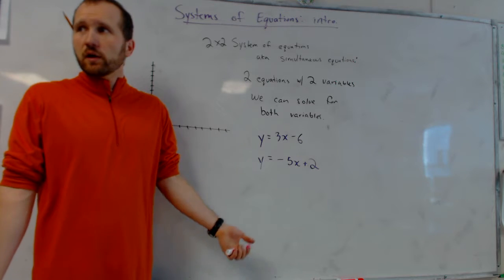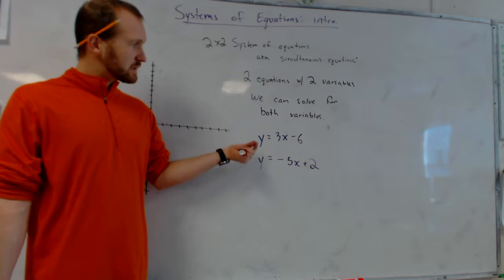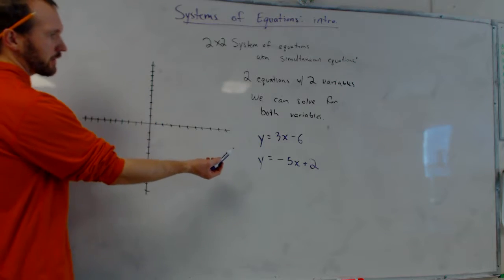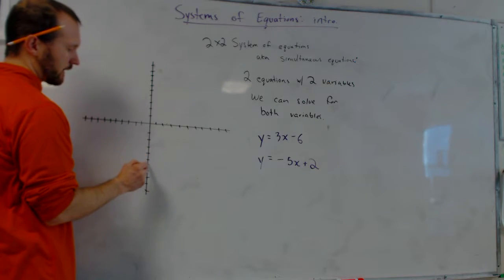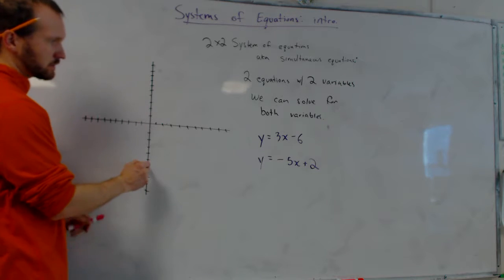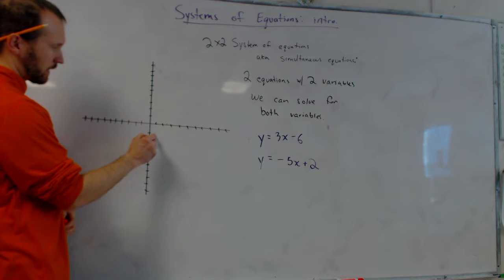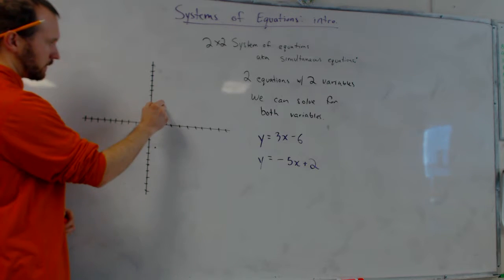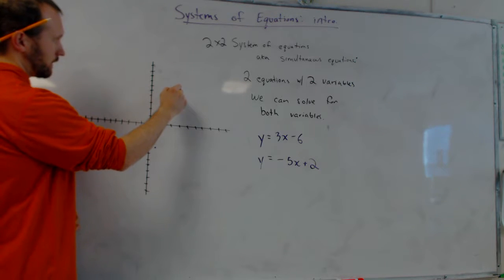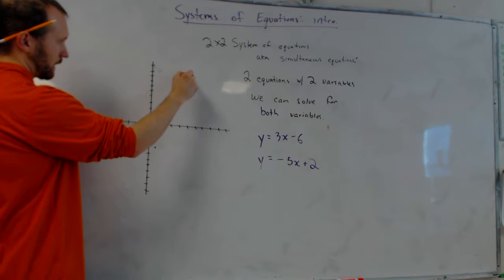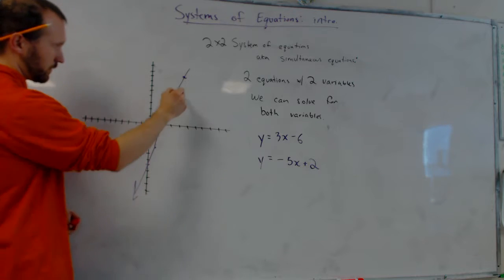If we want to know the solution to those two equations, in this case, the simplest thing to do is just to graph both of them. So y equals 3x minus 6, I would graph using my slope-intercept method: go up 3 over 1, up 3 over 1, and one last time. And then I have the first equation, a perfectly straight line.